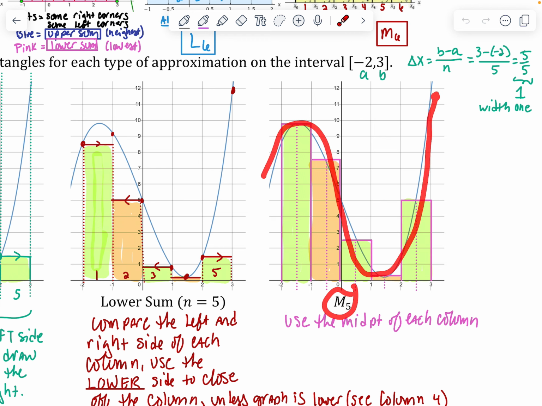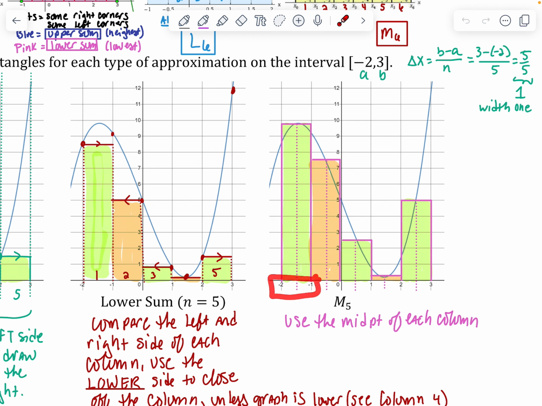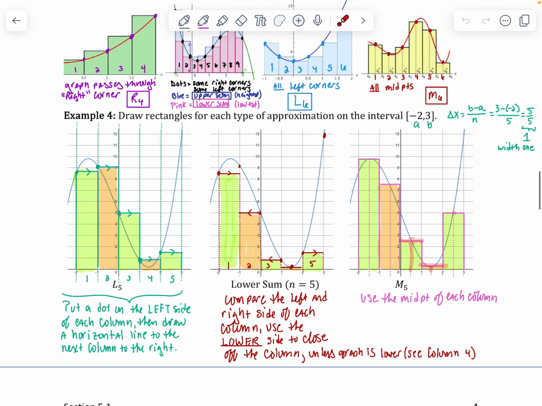And then the last one to look at is M5, the midpoints. So I've got that exact same curve. I know that my first column goes between -2 and -1. So I just focus on these two column lines. I look to the middle of the column. I don't have to decide which is higher or lower. I'm told to go to the middle, and I go across. This next column, I come up to the middle and I hit my graph, and I just go across within the columns. Go up to the middle and across. So you can see a lot of various ways that our rectangles can occur.